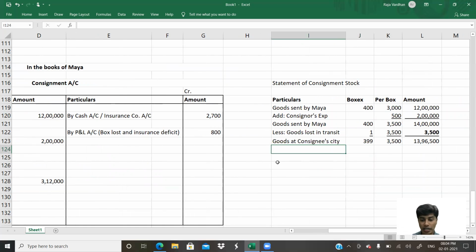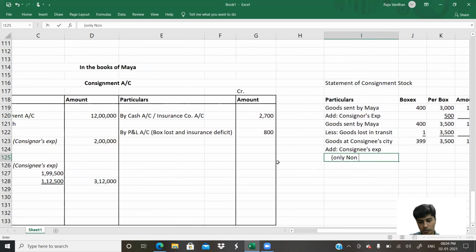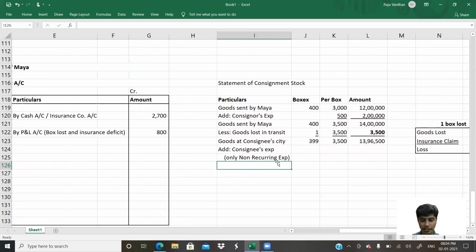Only non-recurring expenditure. Add consignee's expense. Remember, very important point. Only which expense? Only non-recurring expense will be added. How much is non-recurring expense? 1,99,500. That is the expense incurred. You got that?